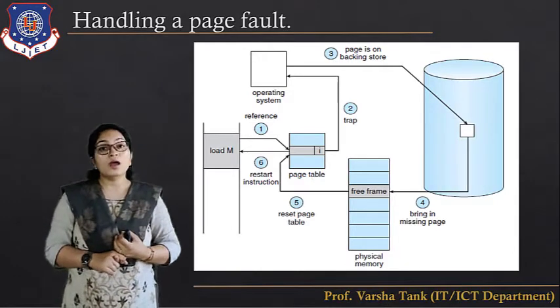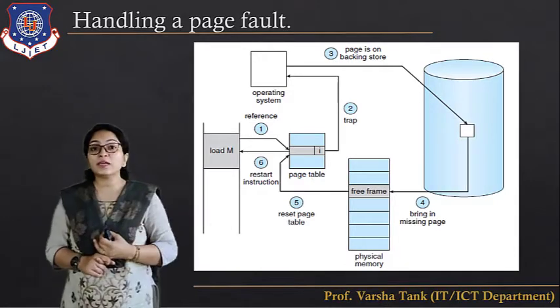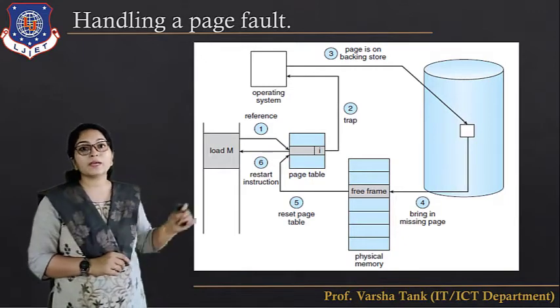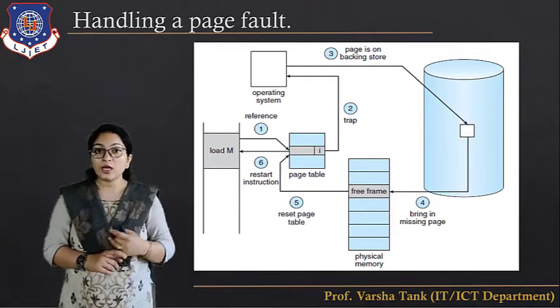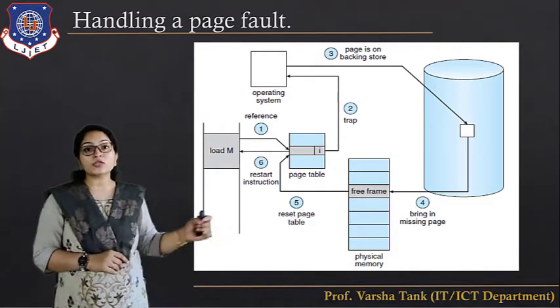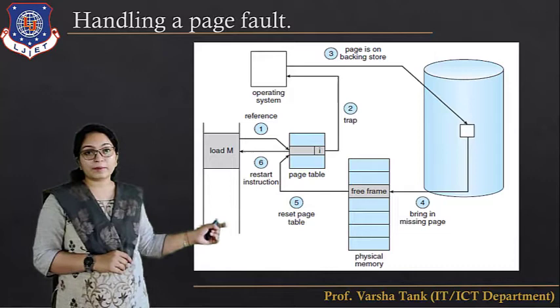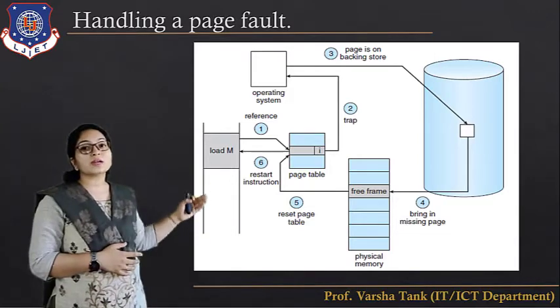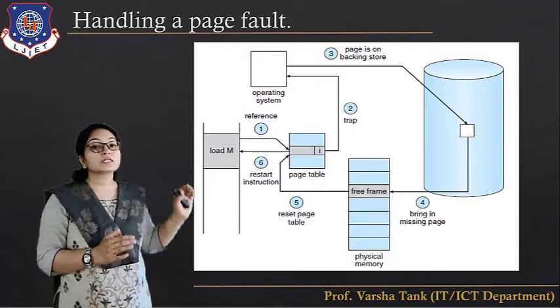So step number 4, it will bring that particular missing page into the memory area. Now again we have to reset the page table. Why? Because now it is set to valid, because the page is now there in the memory area. So the invalid bit is set to valid. Reset the page table, that is step number 5, and after that restart the instruction again. So this is the process.